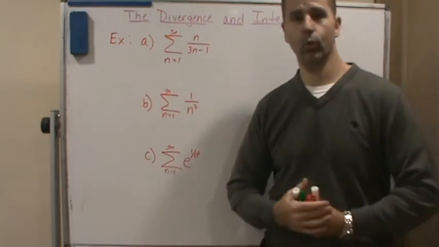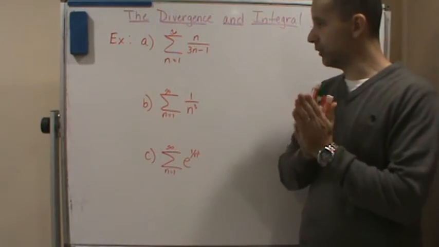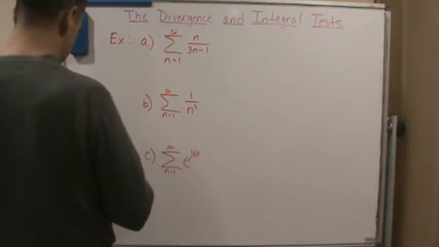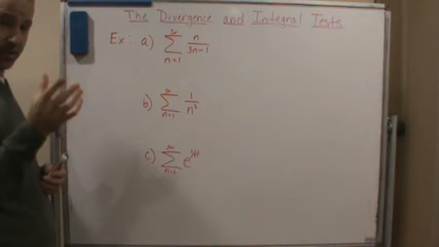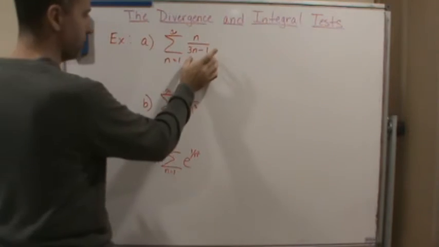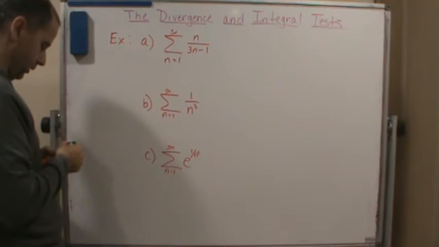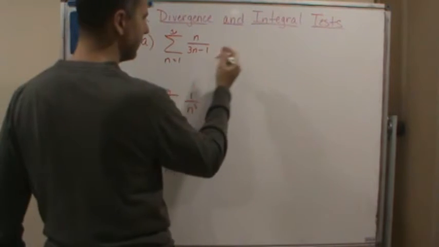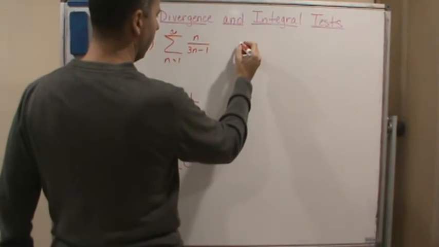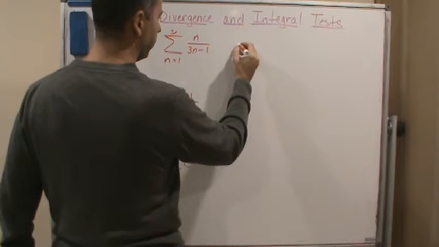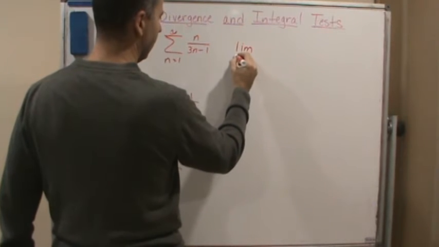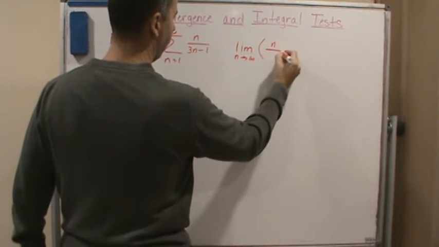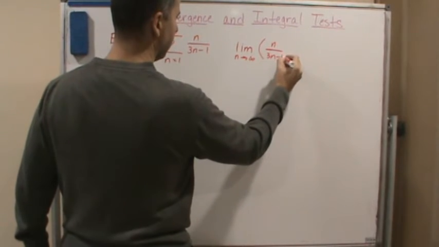Okay, so ready? Let's do some examples of using the divergence test. Let's look at the first one. We want to look at the nth term, a sub n. So notice that if we look at this, where does this go to? We want the limit as n approaches infinity of n over 3n minus 1.